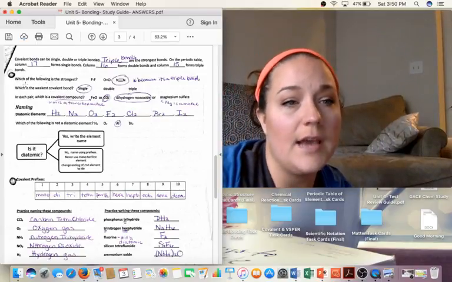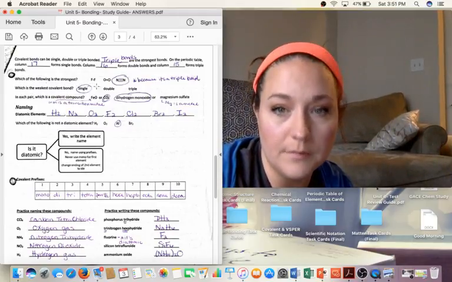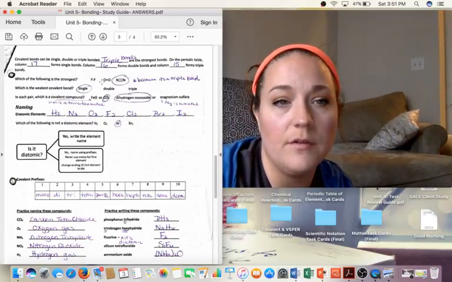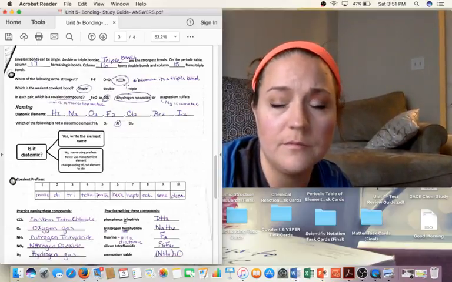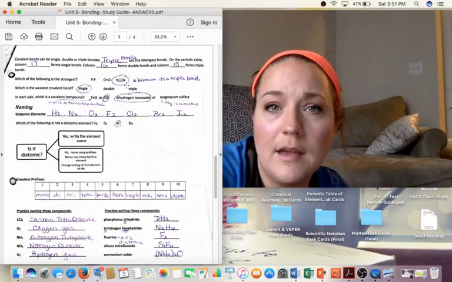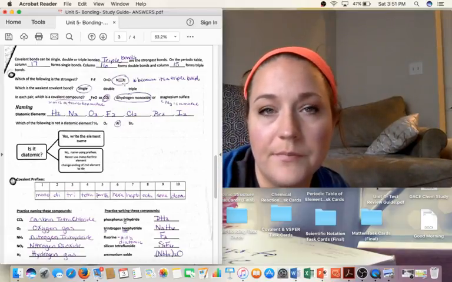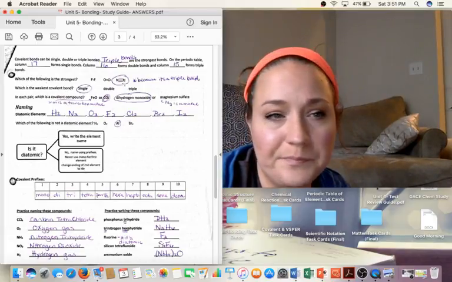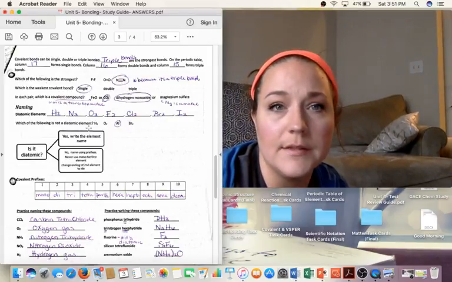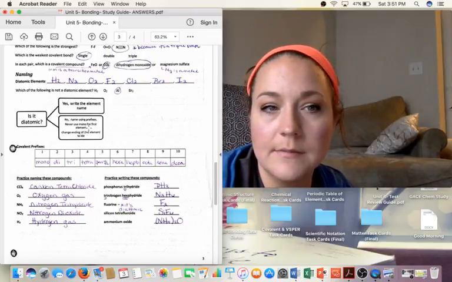So the question asks, which of the following is the strongest? Fluorine has a single bond. Oxygen has a double bond between itself. Nitrogen forms a triple bond, so it will be N with 3 lines to the other N. That is nitrogen. All right, so which is the weakest covalent bond? From your notes, single bonds are the weakest.